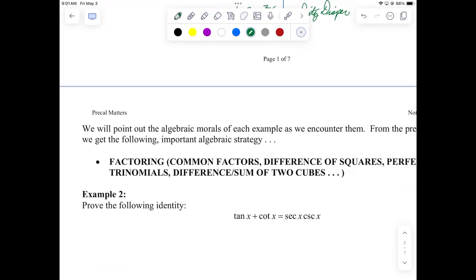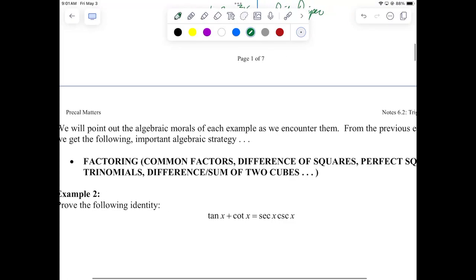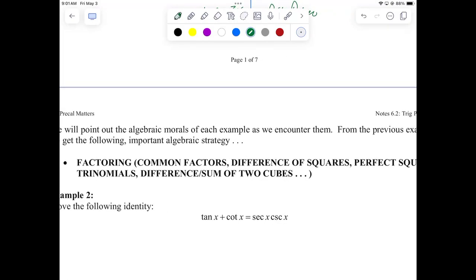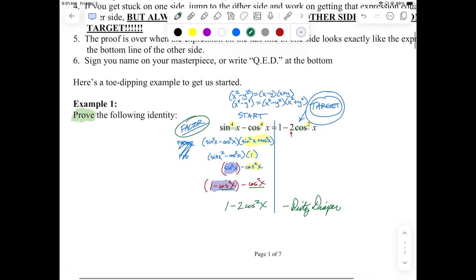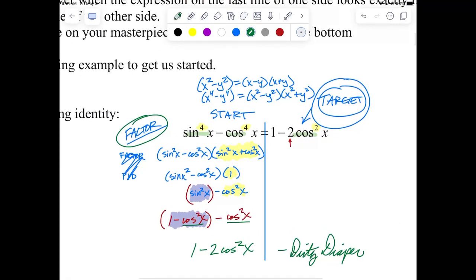We're going to point out the algebraic morals of each example as we encounter them. This one was factoring. Look for common factors. Look for difference of squares. Look for perfect square trinomials. Look for difference or sum of 2 cubes. All of the factoring stuff that we've had in the past, look for it. We can factor with trig. It doesn't have to just be plain old boring x's. All right, questions on that? That's what a proof looks like. Any comments on that one?